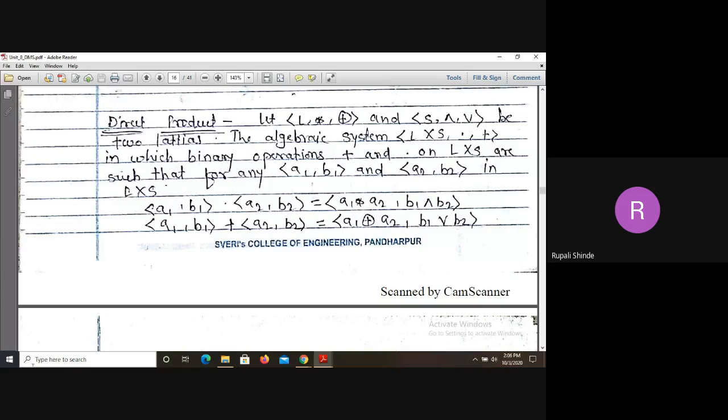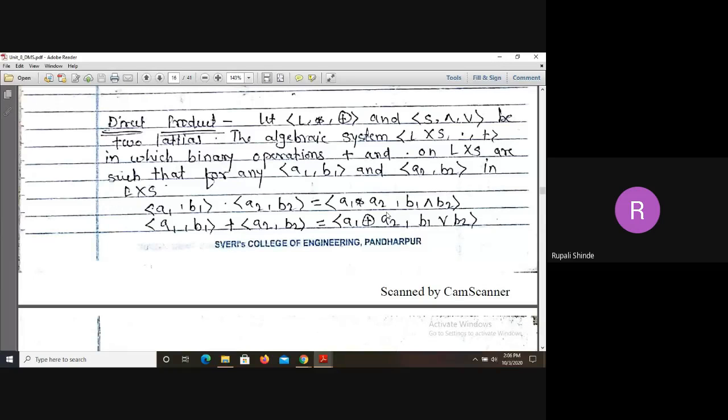आपण फर्स्ट लेक्चर मध्येच बघितलंय, ग्रेटेस्ट लोअर बॉन्ड रिप्रेझेंट करण्यासाठी we can use either star operation or AND operation or dot operation. So likewise, to represent least upper bound, we can use XOR operation or OR operation or plus operation. So meaning of these symbols is same.